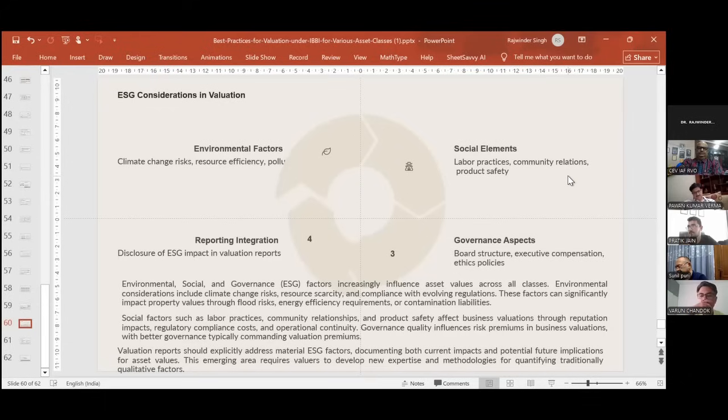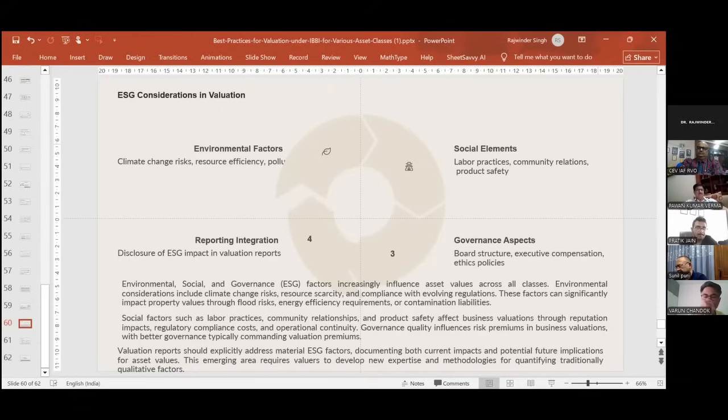And then the governance aspect. How the company is being run means board structure, executive compensation, and ethics policies of the companies. So these three things are taken into consideration in today's scenarios when we are doing valuation of companies. These may increase or decrease the value. So these factors are very important to be considered. That is ESG consideration in valuation.